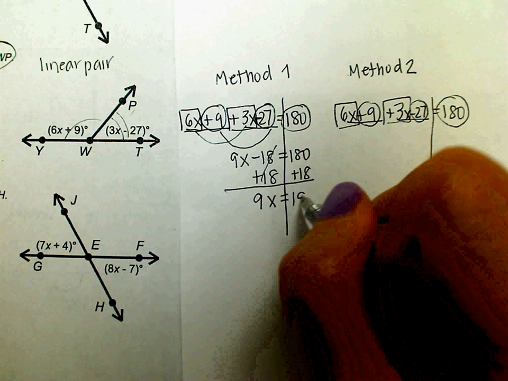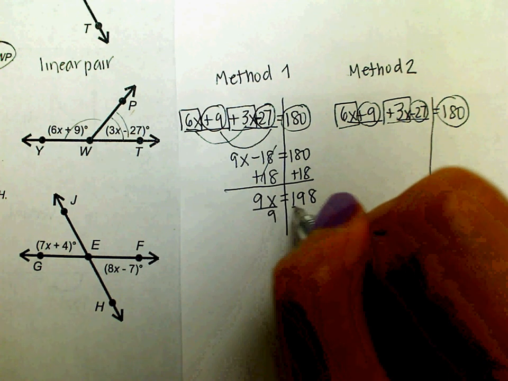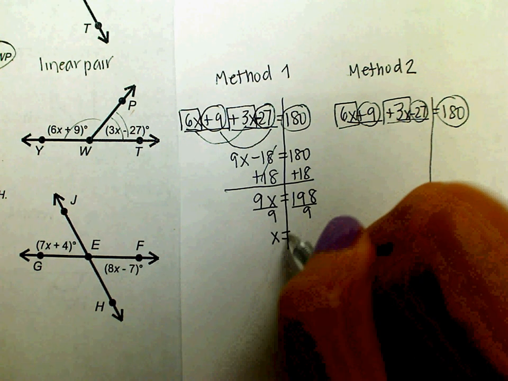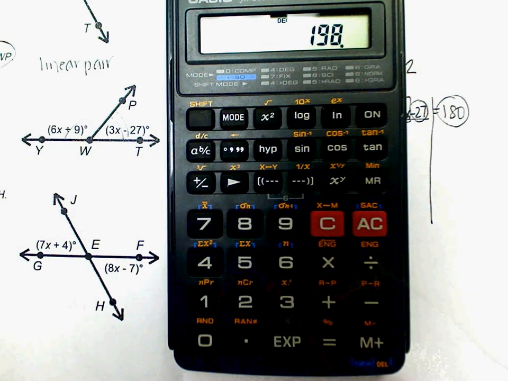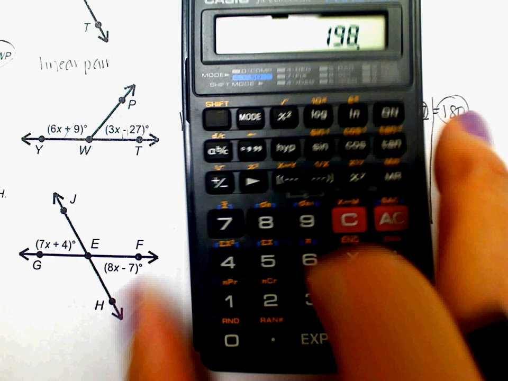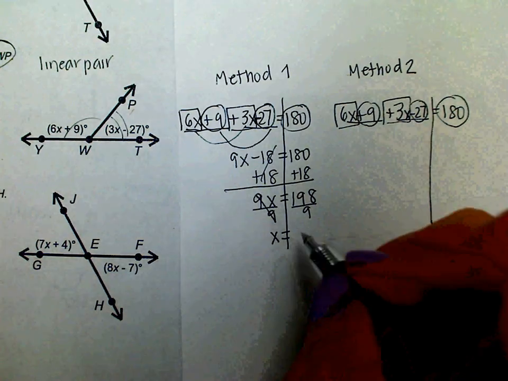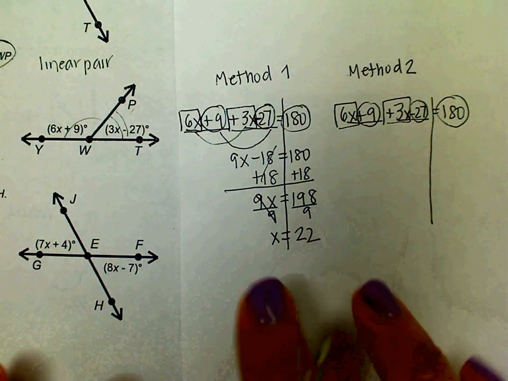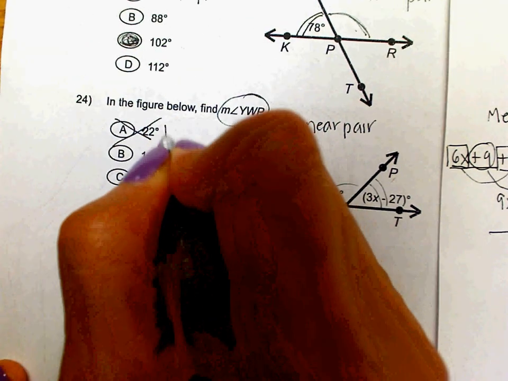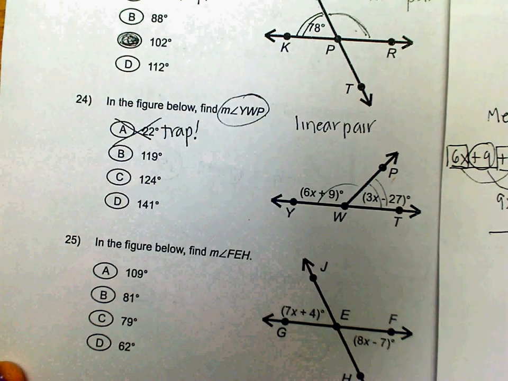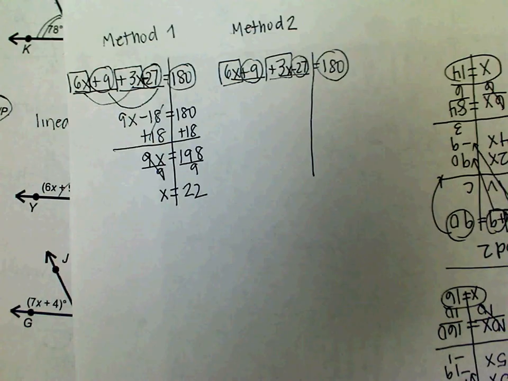Divide. Okay, 198 divided by 9. X equals 22, but that's not what we're trying to find. And look over here. Do not fall for this. It's another trap. And look, it's the first thing you see. I'm telling you, test makers know what they're doing, and you need to show them you know what you're doing.